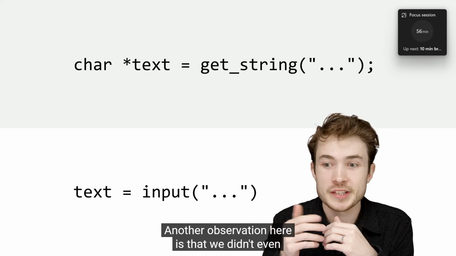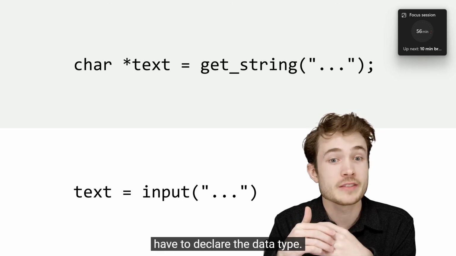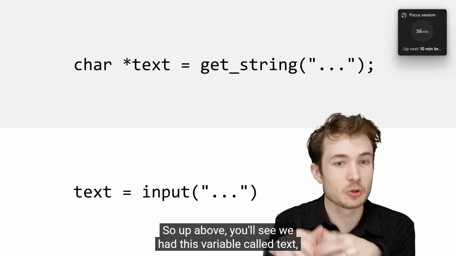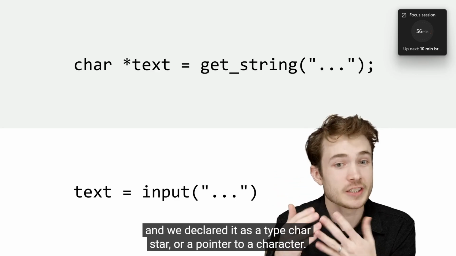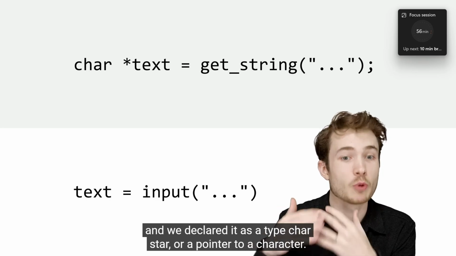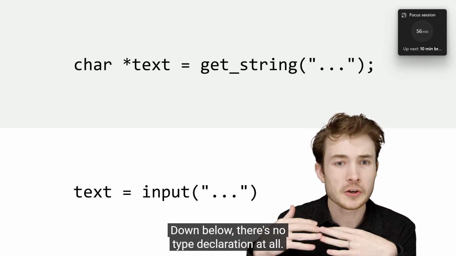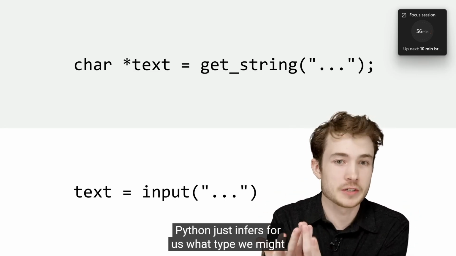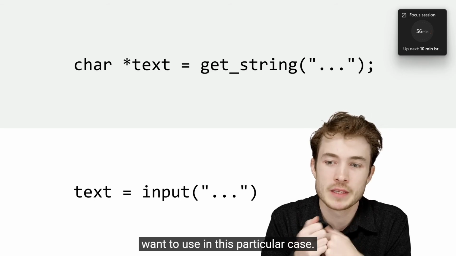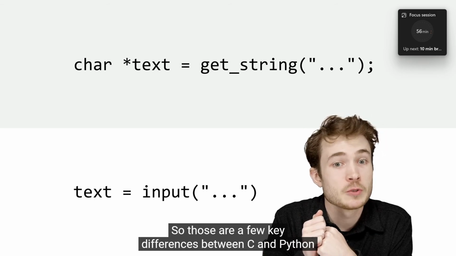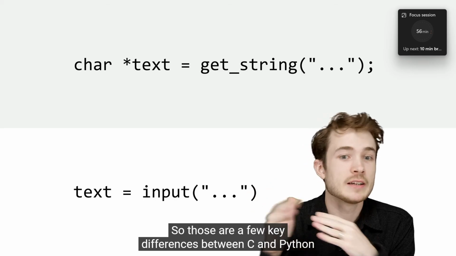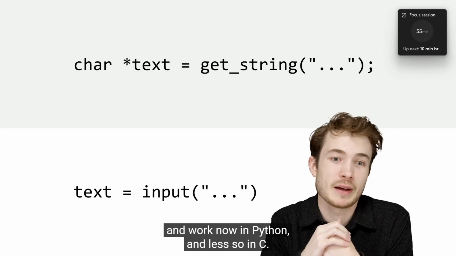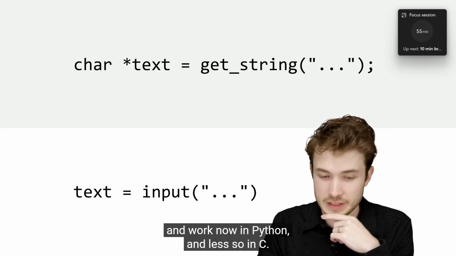Another observation here is that we didn't even have to declare the data type. So up above, you'll see we had this variable called text, and we declared it as a type char star, or a pointer to a character. Down below, there's no type declaration at all. Python just infers for us what type we might want to use in this particular case. So there are a few key differences between C and Python here that you keep in mind as you go off and work now in Python and less so in C.